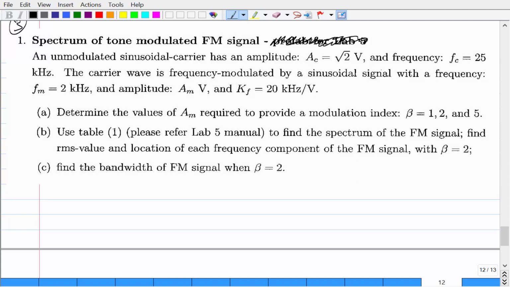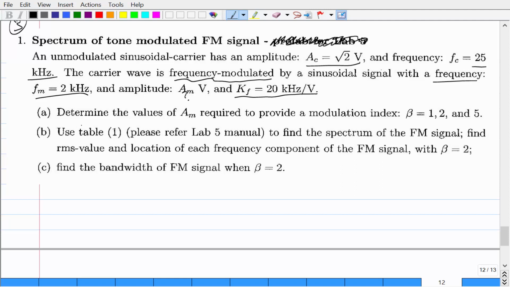All right, so we've got a sinusoidal carrier that is currently unmodulated with a carrier height of √2, and the carrier frequency is 25 kilohertz. This carrier wave is frequency modulated with a single tone wave with a message frequency of 2 kilohertz and amplitude A_M, which we don't know yet but will be defined later in the question. Also, the sensitivity constant, K_f, is 20 kilohertz per volt. You don't need to worry about the units, really. The value is 20.